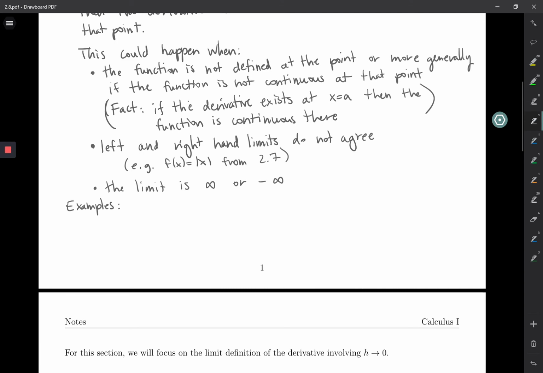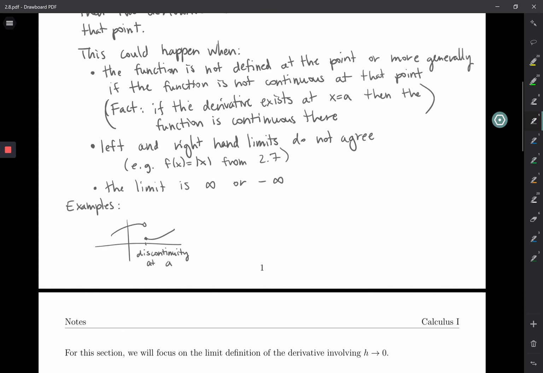So an example of the first type, a situation in which the derivative might not exist, would be if you have a jump discontinuity like this, a discontinuity at that point A, right? Then maybe it's a little bit more clear to see why the derivative does not exist at that point.